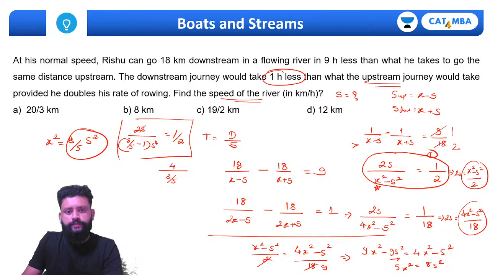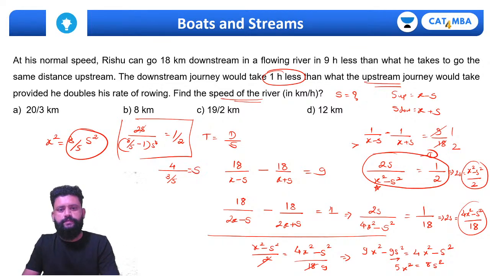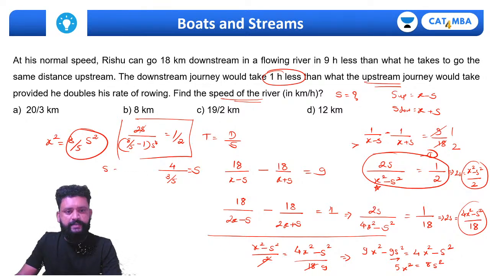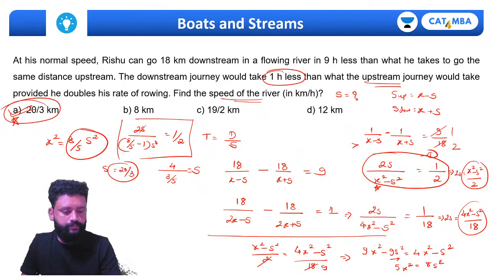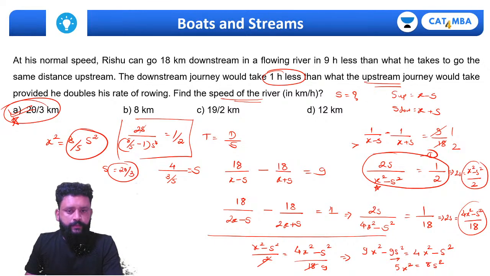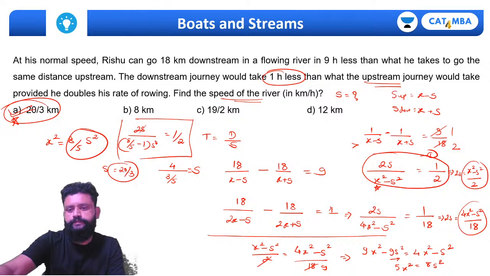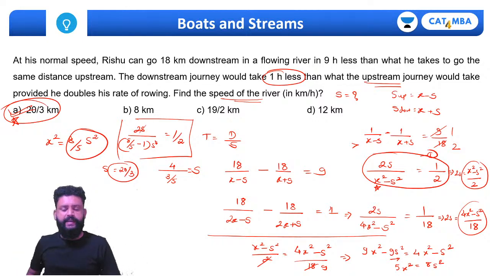Right, equal to s. So it should be 20 upon 3. S has to be 20 upon 3. That's the option. So a bit tricky and lengthy calculation, you can say. Calculation wise, it's slightly lengthy. Otherwise, the question is really straightforward, you can say.